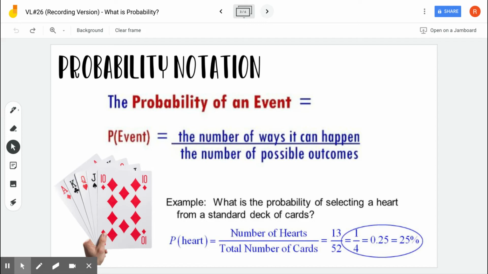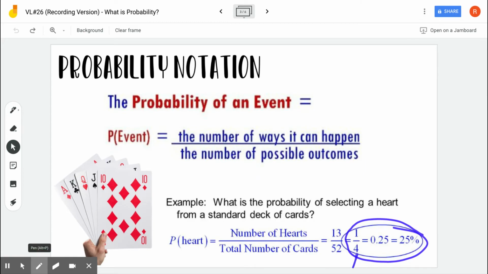Another example was the probability of selecting a heart from a standard deck of cards. So the total number of hearts over the total number of cards. Well, there are 13 ways to get a card that is a suit of the heart, but there are 52 cards total. When you simplify that fraction, it simplifies to 1/4, which converts to the decimal 0.25, which can also be referred to as 25%. It's important to understand that you can talk about probability all of these ways, okay?